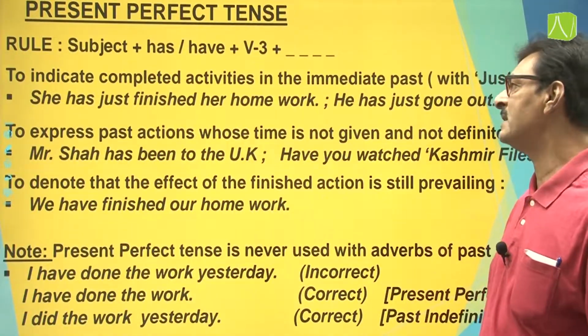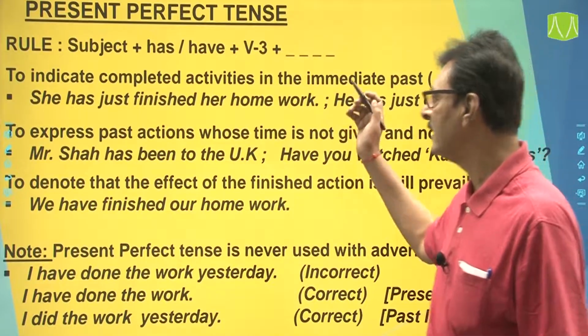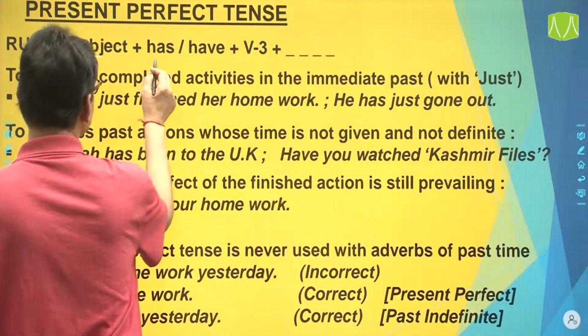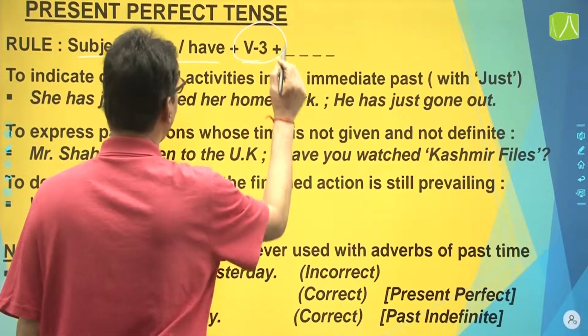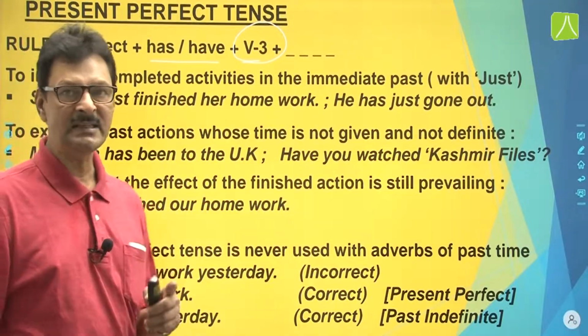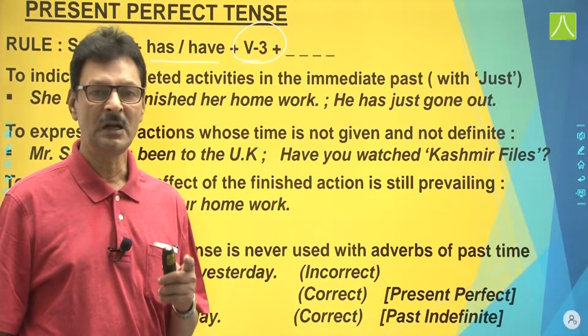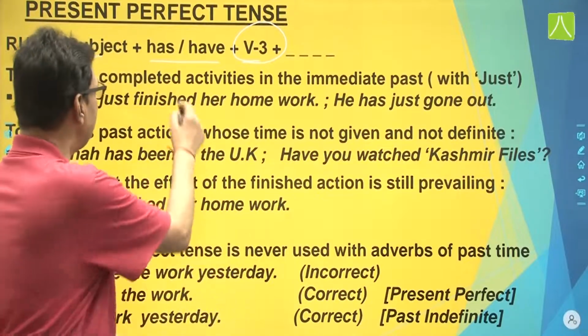Moving quickly to present perfect tense, and the syntax for this is subject plus has plus the third form of the verb, and has will depend as per the subject. So, if the subject is singular, it will be has.